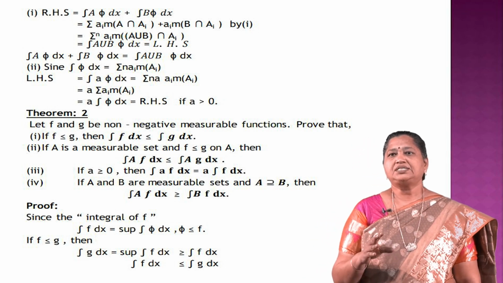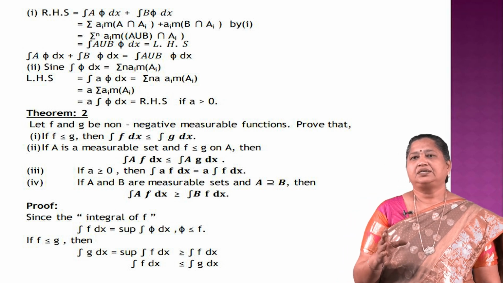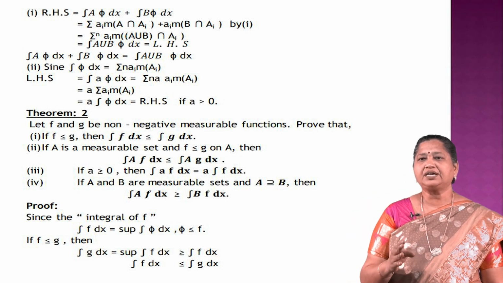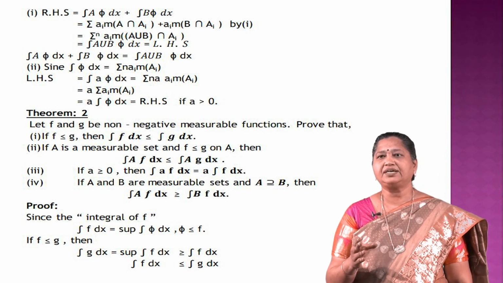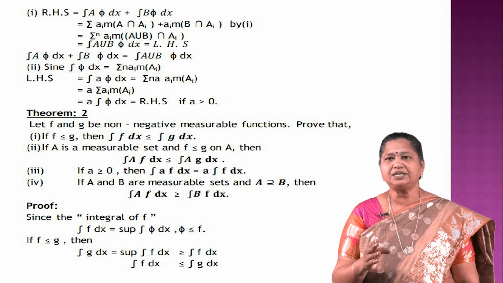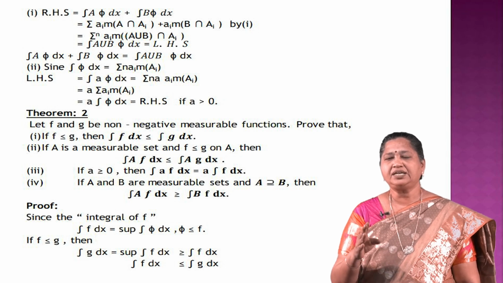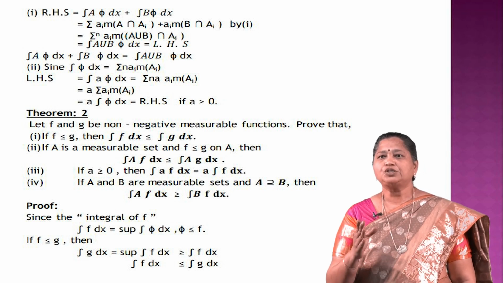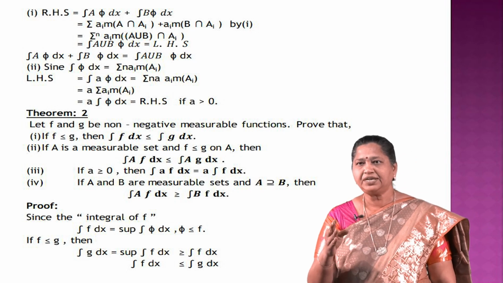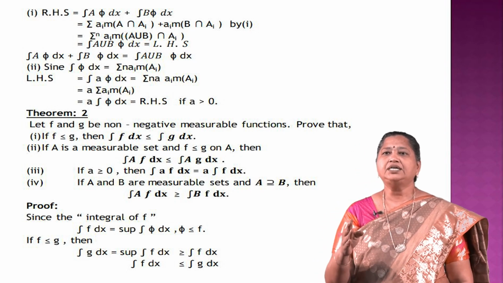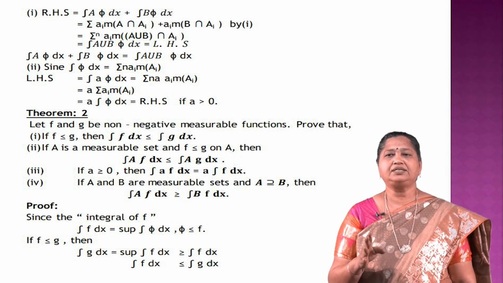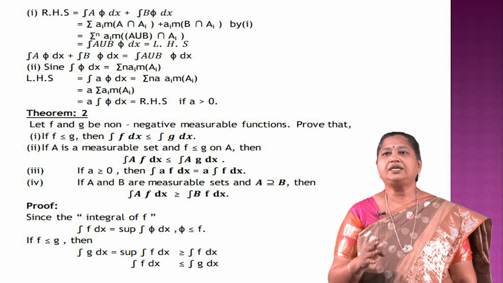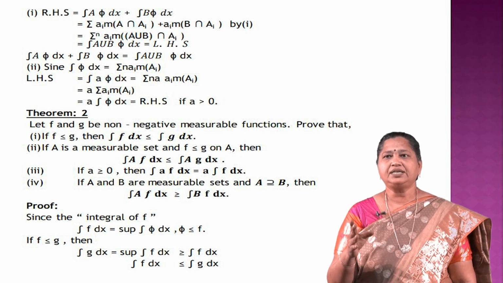The proof. Since the integral of f, by definition, becomes the integral of f dx equals the supremum of the integral of phi dx, wherever phi is less than or equal to f. If f is less than or equal to g, then the integral of g dx equals the supremum of the integral of phi dx, which is greater than or equal to the integral of f dx. So from the definition of the integral, it becomes the integral of f dx is less than or equal to the integral of g dx.